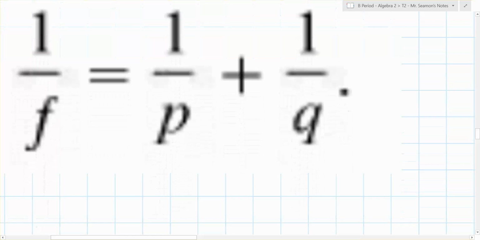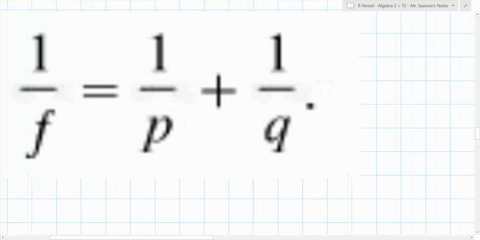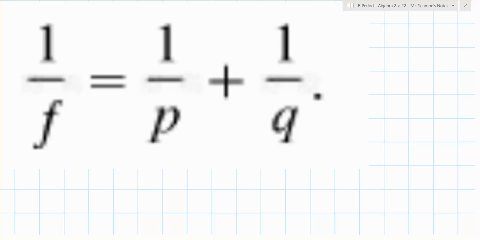So let's say instead we leave p as it is and leave q as it is, but we want to solve for f. What's going to be in our answer if we solve for f without plugging in 10 and 20? P and Q, exactly. P and Q will still be there. So we need to do a similar thing.